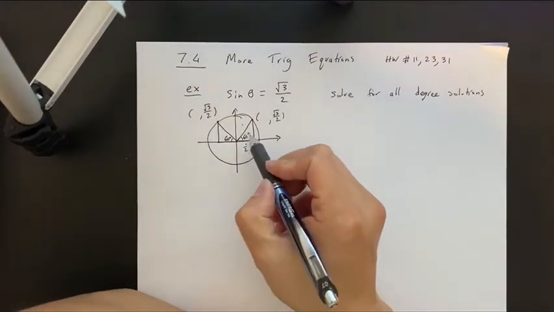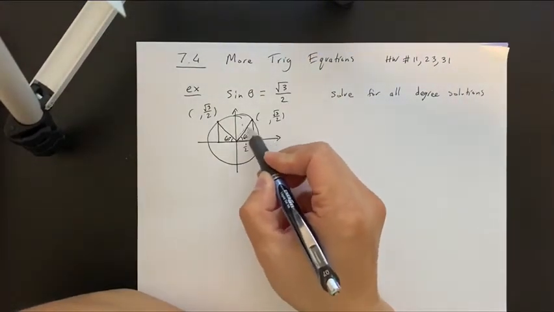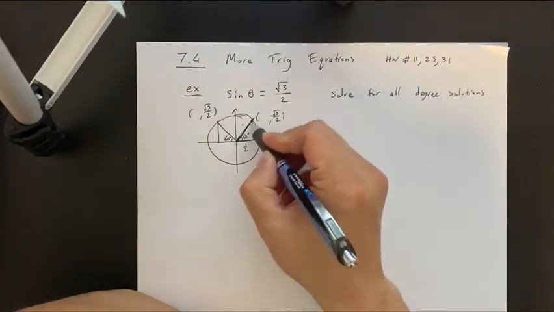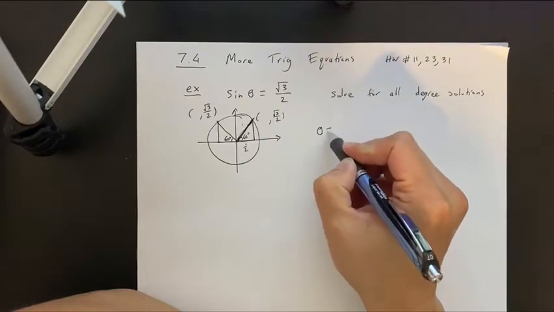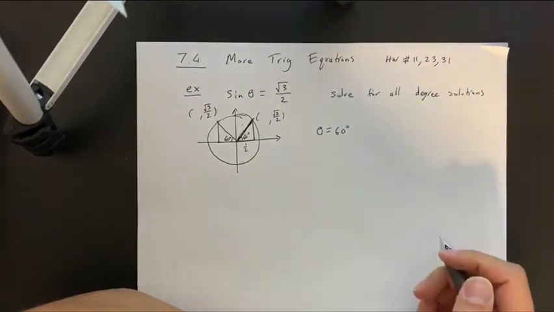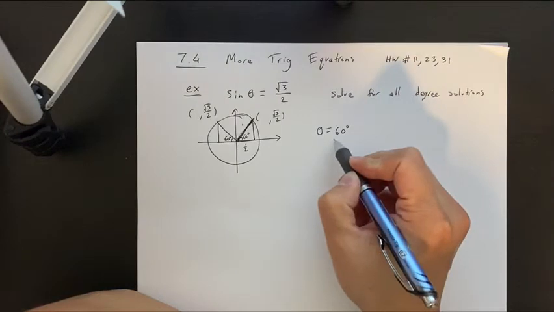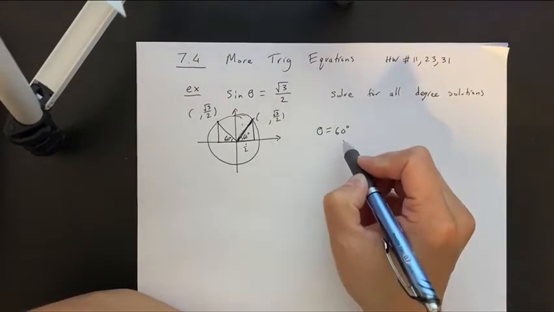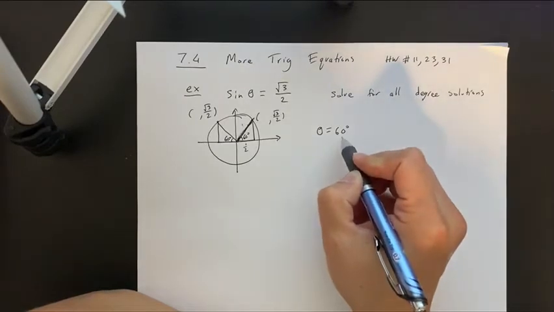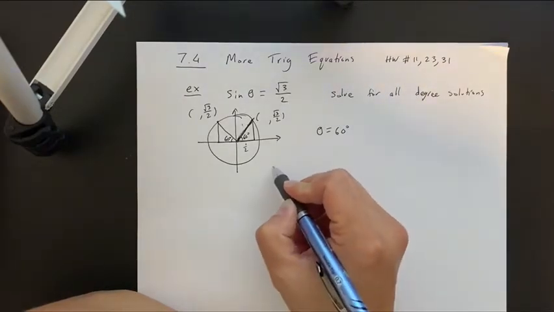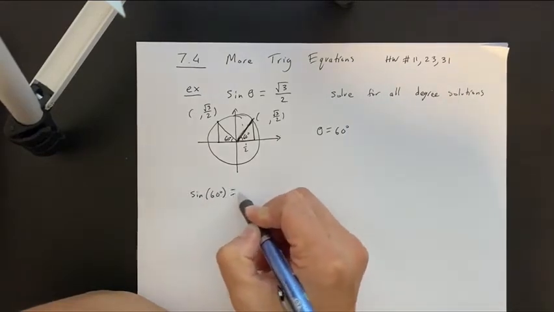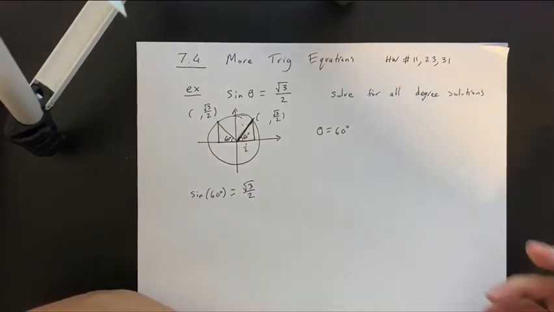Okay, so what is the angle for this very first position? For this very first position, theta can be 60 degrees. Okay, and that is one of the infinitely many solutions. So why is 60 degrees a solution? Because then I know that sine of 60 degrees will give me root 3 over 2.